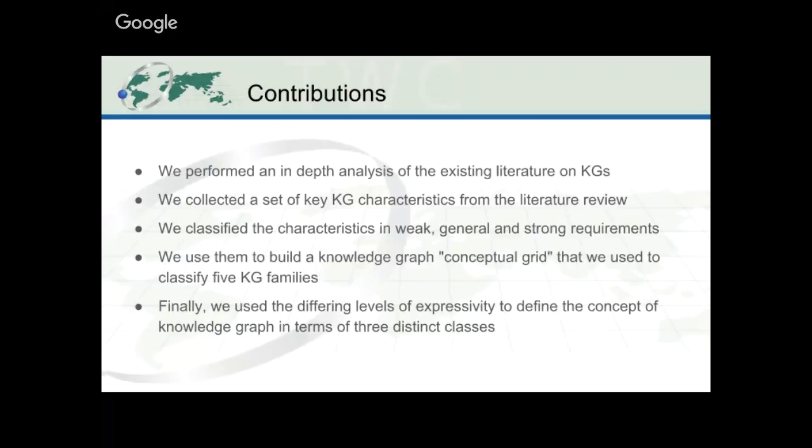So we performed an in-depth analysis of existing literature of knowledge graphs. So there's more literature we can look at to look into more in depth. We collected key knowledge graph characteristics. We classified characteristics in terms of requirements and used them to build a conceptual grid of five knowledge graph families that we noticed were mentioned in the literature. And finally, using these different levels of expressivity, we presented a proposed definition for knowledge graphs. Be careful that expressivity is used as schema, and so on.